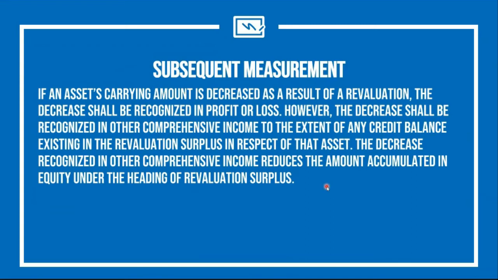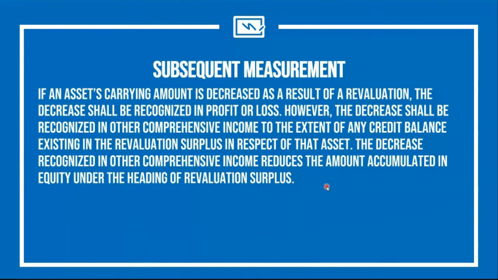So let's do a different interpretation now. What happens if there is a revaluation decrease? So let's say the item is carried at 8 million and it is now currently valued at 6 million. So meaning there is a 2 million difference. Okay, according to the standard, the 2 million difference should be recognized in profit or loss. However, before recognizing the 2 million as part of profit or loss, determine first if there is still a balance of revaluation surplus. Because that will reduce the amount that will be recognized in profit or loss as impairment.